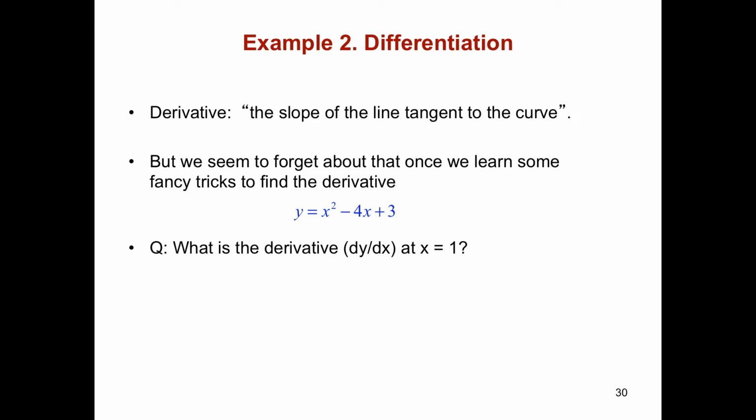What is the derivative? 2x minus 4. Those are the rules that I'm talking about. So 2x minus 4 evaluated at 1 is, there we go. So you had a formula here to do that, right?